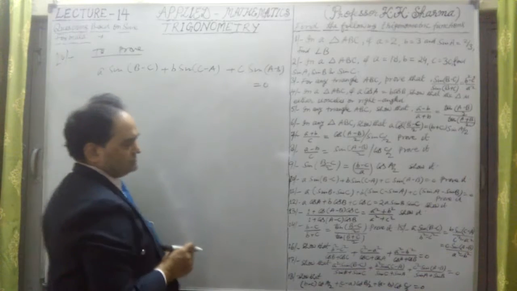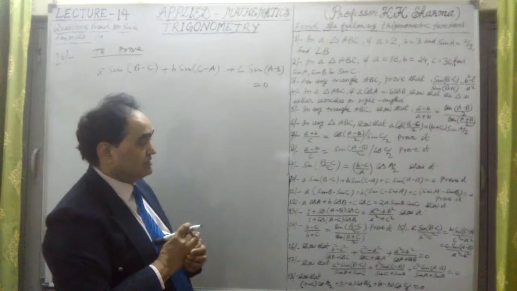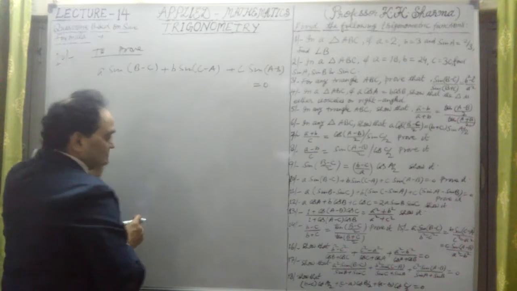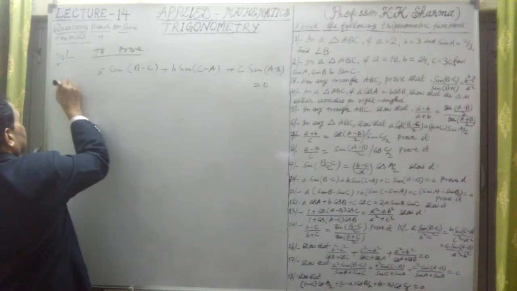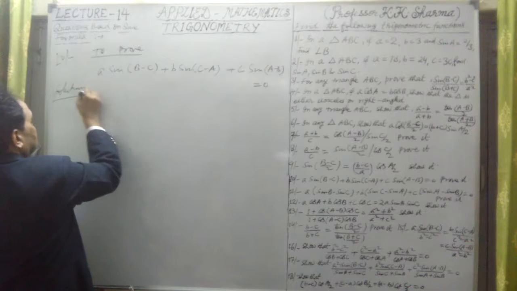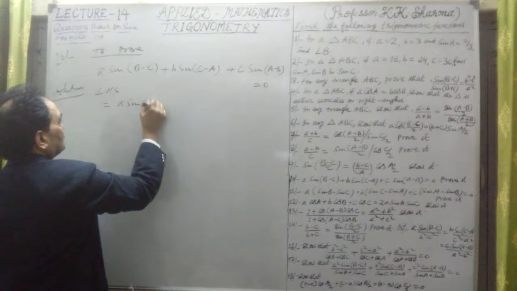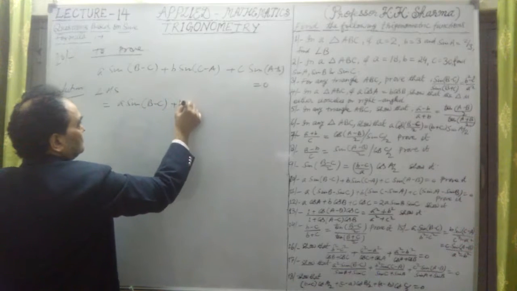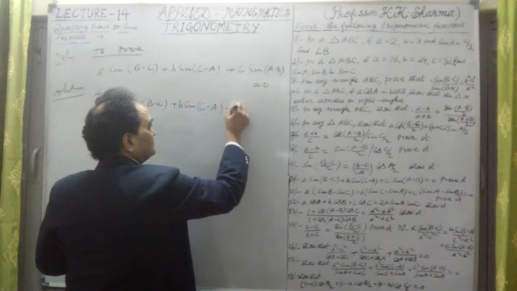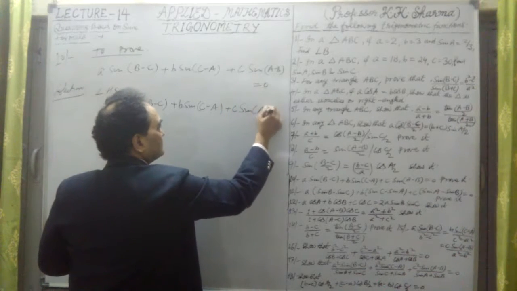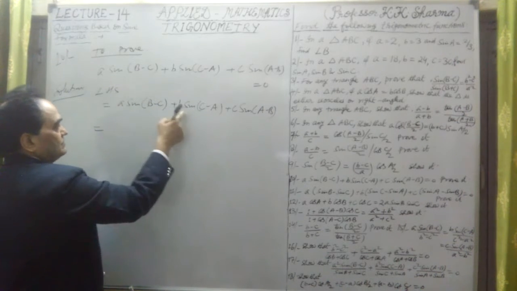Now if I open sine B minus C and multiply by A into sine this, let me first substitute the values. This is the left hand side, solution. Left hand side, you have to prove that A into sine B minus C plus B into sine C minus A plus C into sine A minus B is equal to 0. Now put the value of A, B and C.